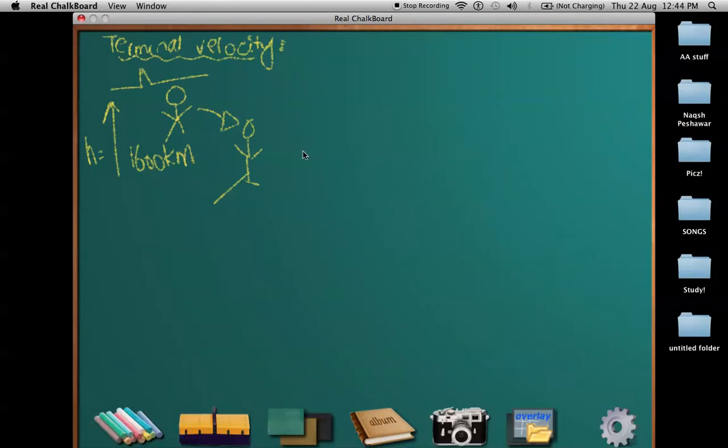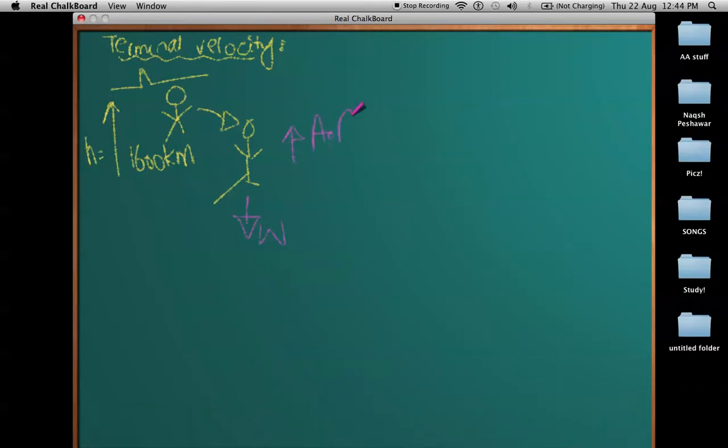As he jumps, his weight and air resistance both are acting on him. But initially, since the velocity is very low, and we remember that air resistance is directly proportional to velocity, as in if the velocity is less, the air resistance is less. If the velocity is more, the air resistance is more. So since the velocity initially is less when he jumps, the air resistance is less. So weight is, let's say, 800 newtons, and the air resistance initially is just simply 10 newtons. So initially he accelerates a lot.